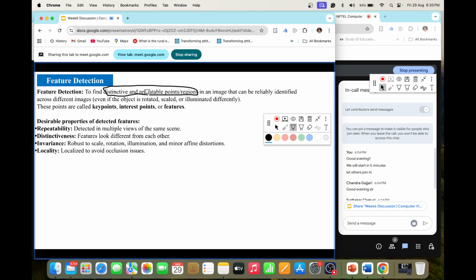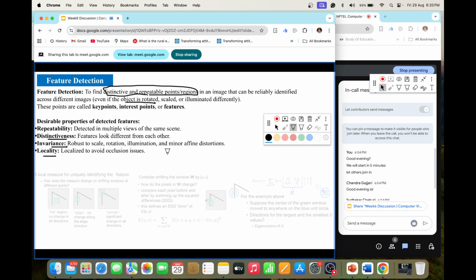So what are the desirable properties of a detected feature? First is repeatability, which I have already told. Second, distinctiveness, which I have also discussed. Third is invariance, which is very important. Invariance means even if our image is rotated, scaled, or illuminated differently, the feature is still robust to that. Fourth is locality, that is, localized to avoid occlusion changes. So these are the four different characteristics of the features.